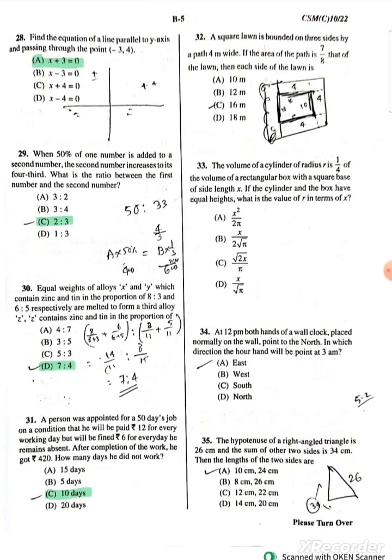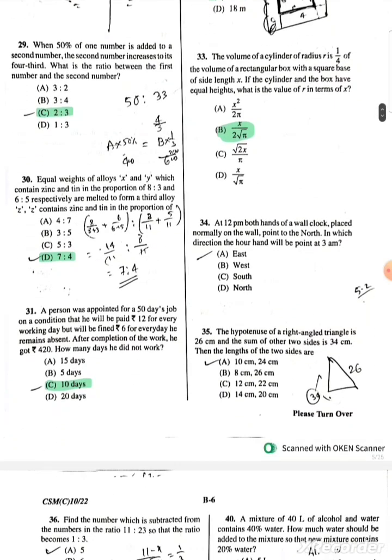A square lawn is bounded on 3 sides by a path 4 meter wide. If the area of the path is 7/8 that of the lawn, then each side of the lawn is 16 meter. The volume of a cylinder of radius r is 1/4 of the volume of a rectangular box with a square base of side length x. If the cylinder and the box have equal heights, what is the value of r in terms of x? It's option B, x by 2 root pi.